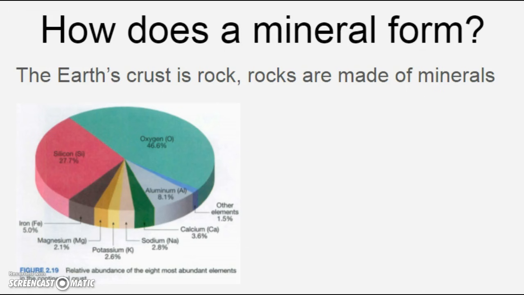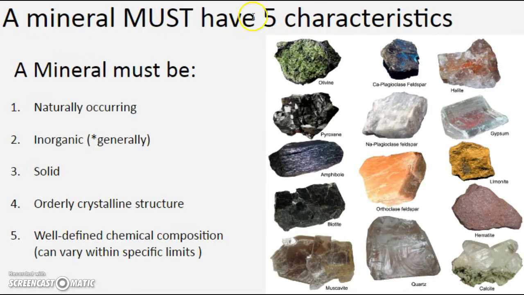So we'll explore further. A mineral has characteristics. It must have these 5 characteristics. In order for it to be a mineral, it must be naturally occurring, inorganic, a solid, have an orderly crystalline structure, and have a well-defined chemical composition, and it can vary within some specific limits. But these are some minerals that we will get to know in our class.